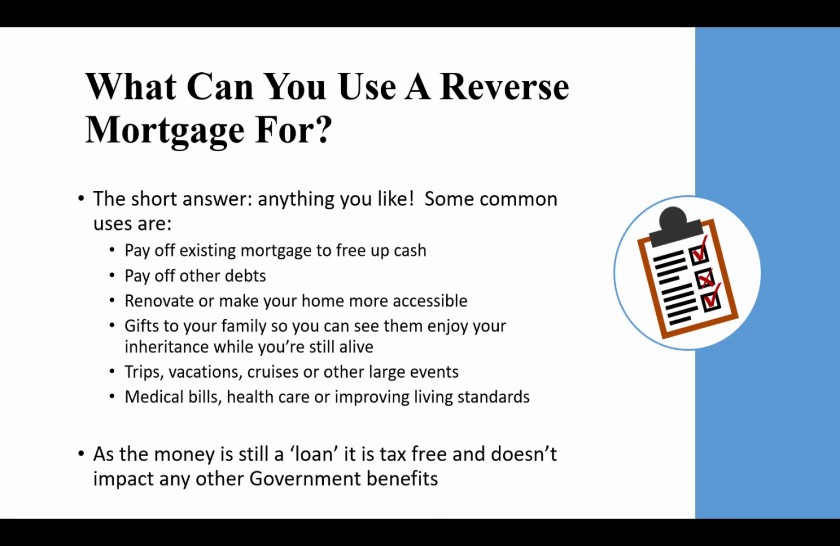So what can you use a reverse mortgage for? Well, the short answer is anything you like. Some common uses are paying off your existing mortgage to free up cash, paying off other debts like car loans, credit cards, personal loans. Home renovations is a big one, to make the home more accessible or just improve the home in general. Gifts to your family so you can actually see them enjoy your inheritance while you're still alive. Gifts for down payments are a very common use right now with house prices so high in Canada.